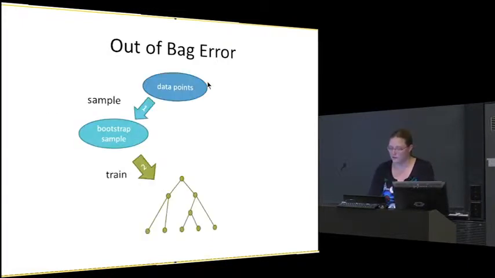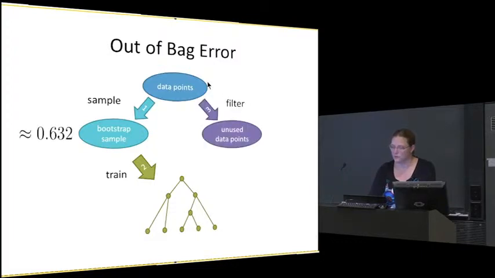So here's a version of how this works. You have your initial data points. You sample from those. You have your Bootstrap sample. You train your tree. And then you use the unused data points that were not in your Bootstrap sample and get the test performance for this single tree, not for the whole forest.